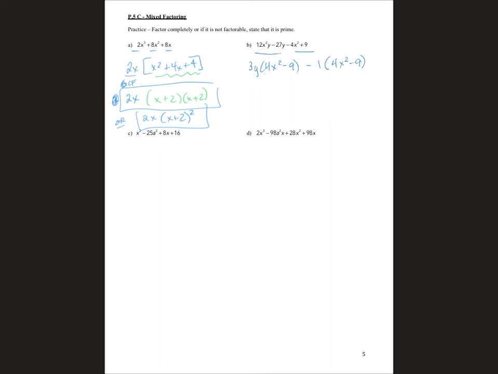So I see a greatest common factor. And what is left? But do I stop there? Oh, heavens, no, I don't stop there. Why? Because I see a difference of 2 squares. So I do need to go further. But of course, bringing down that last binomial. Now it is in factored form.